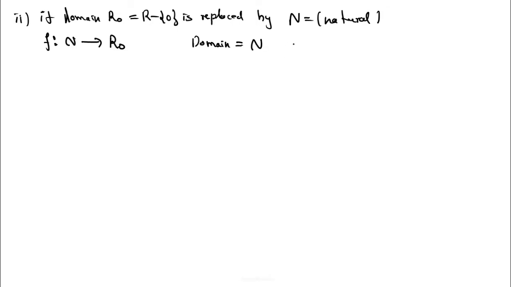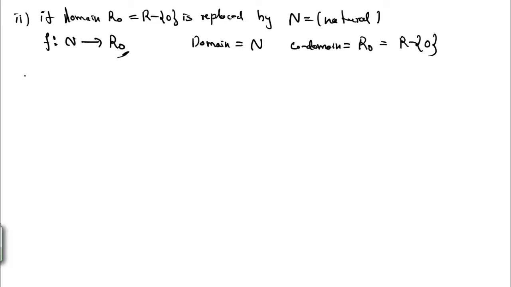Check the codomain. What's the codomain here? You can see the second set we call the codomain, right? Codomain is equal to R naught only, that is R minus 0. That means the codomain has all the real numbers other than 0, but the domain has only natural numbers.